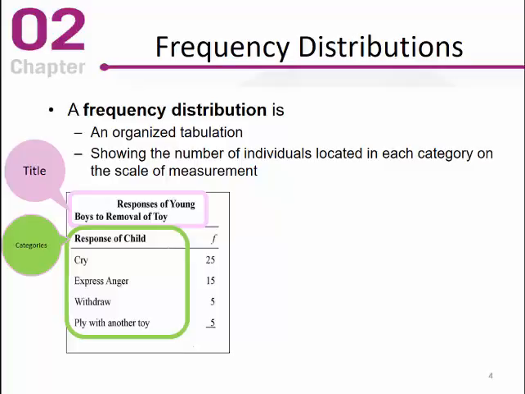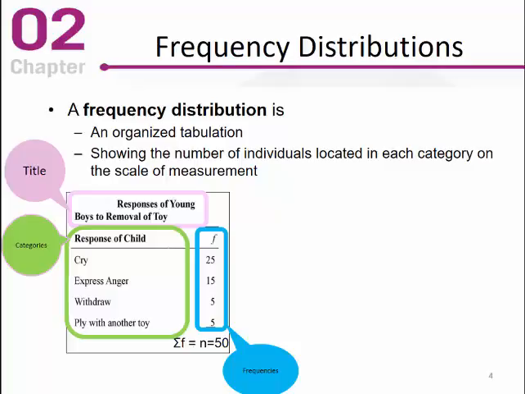And then we have the frequency for each of the categories. So we can see that we had 25 boys that cried, 15 boys that expressed anger, 5 that withdrew, and 5 that played with another toy. So the frequency is the number corresponding to each of the categories. And then we have the sum of the frequency, which is the same as n, or our number of people in the sample. So in this case, adding 25 plus 15 plus 5 and 5, we can see that we have 50 people in this sample.